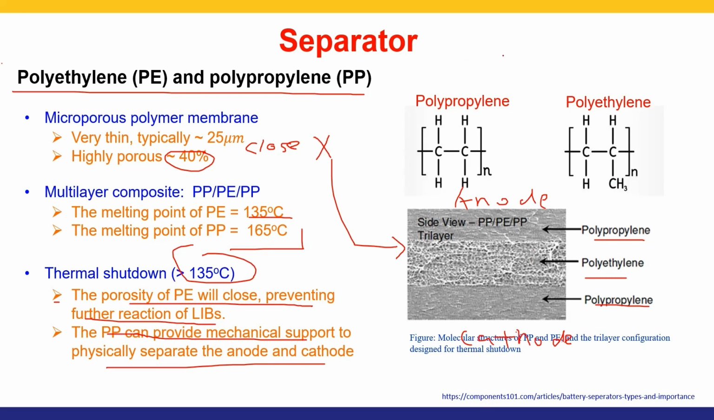We have an electrical fuse. When the electrical current runs into a short circuit, it will shut down. And this one is like a thermal fuse. It will shut down the battery and the battery cannot be used anymore. However, it will not cause fire.